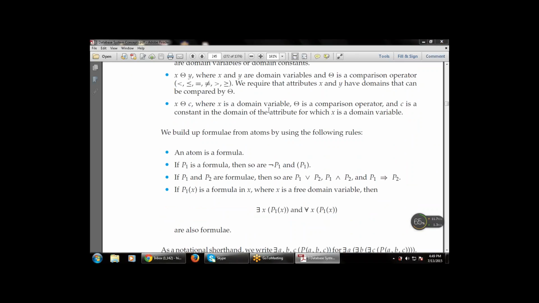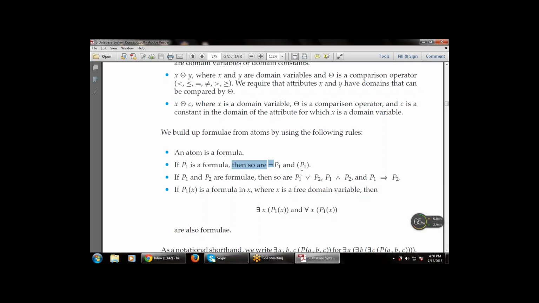So we can build the formula with the help of the following rules. What are the rules for obtaining a formula in the domain relational calculus? First rule: an atom is a formula. If P1 is a formula, then not P1 is also a formula. And if P1 and P2 are formulas, then P1 or P2, P1 and P2, and P1 implies P2 are also formulas.